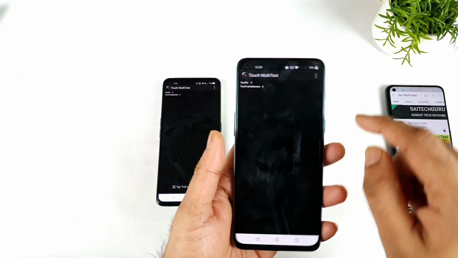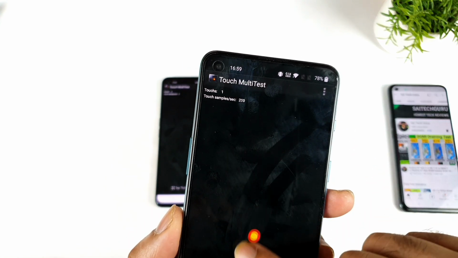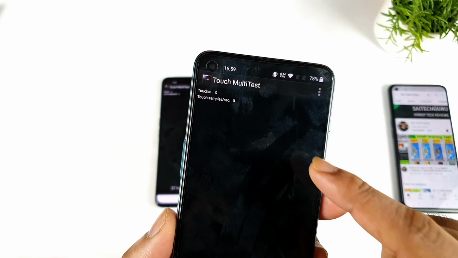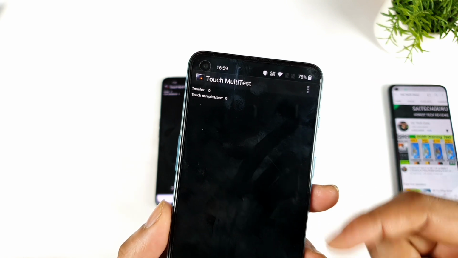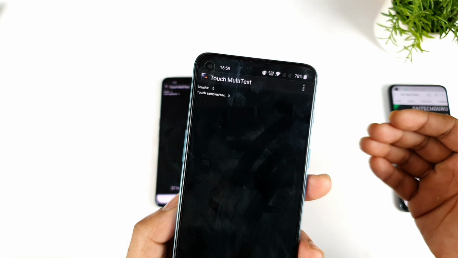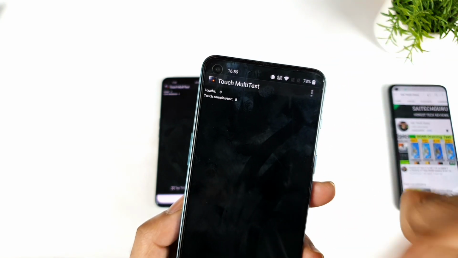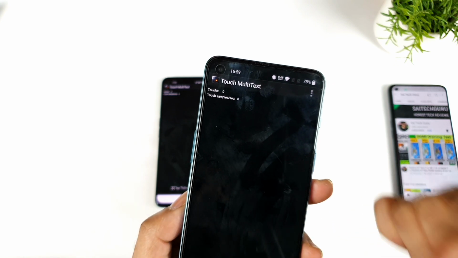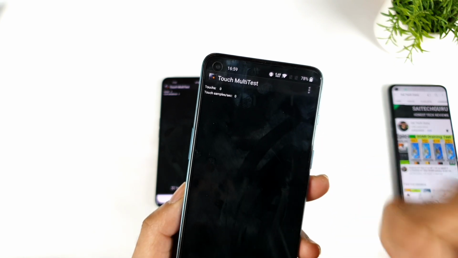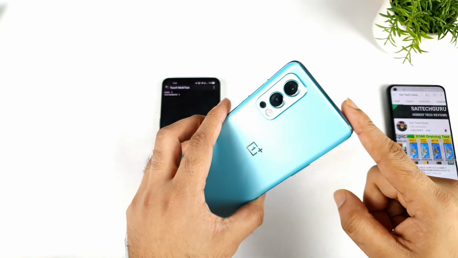First, let's take a look at the OnePlus Nord 2 touch sampling rate. We're getting a value close to 210. As you can see, it's 210. You may think that's slightly more than the company is claiming, but that's not the case. Whatever value you get at this point, you need to subtract the refresh rate I'm using, which is 90 Hz. So 210 minus 90 makes 120 Hz touch sampling rate in this OnePlus Nord 2.